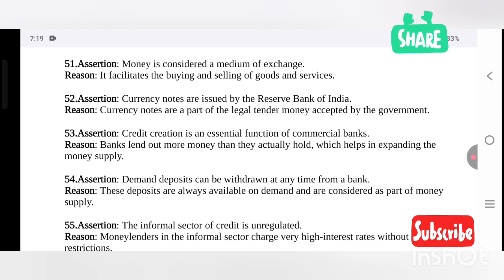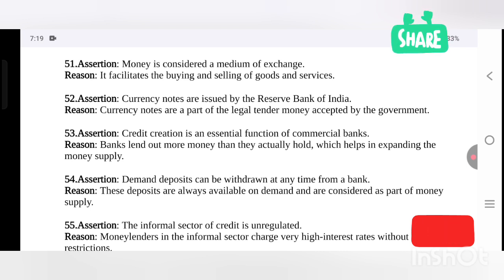Question number 52. Assertion. Currency notes are issued by the Reserve Bank of India. Yes, true. Reason. Currency notes are a legal tender money accepted by the government. Yes, true. Both are true, and R is the correct explanation of A.